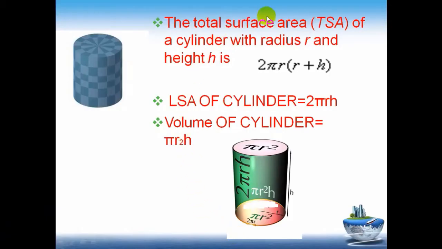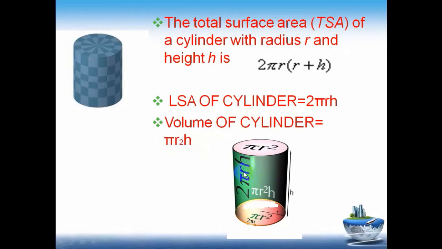Now, the total surface area of a cylinder with radius r and height h is given by 2 pi r into (r plus h). This is the total surface area of the cylinder. And the lateral surface area of the cylinder is 2 pi r h, and the volume of the cylinder is equal to pi r square h. Pi r square h is the volume. 2 pi r h is the lateral surface area.